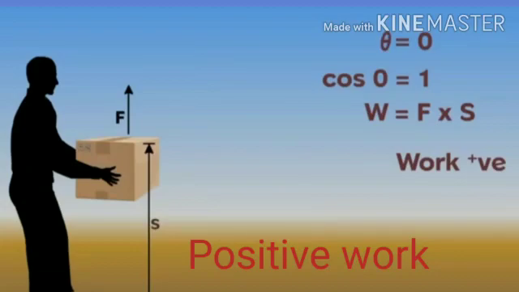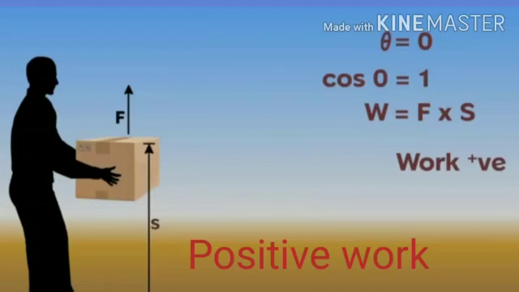Let us see how the work changes with respect to the value of theta. There are 3 types of work which depend on the value of theta. They are positive work, negative work, and zero work.